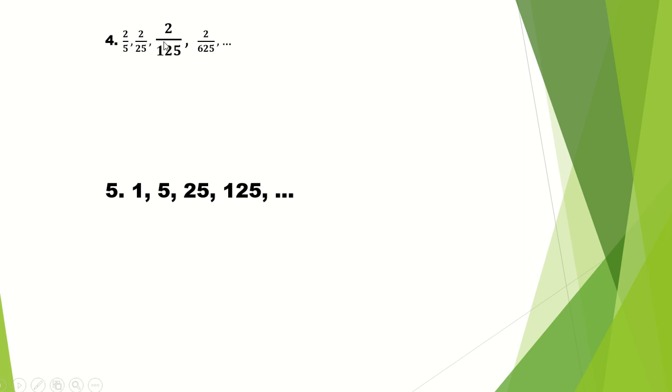This is somewhat similar to the previous example. Notice that in this sequence, all the numerators are 2. All the denominators are powers of 5. This is 5. This is 5 times 5. This is 5 times 5 times 5. This is 5 times 5 times 5 times 5. Therefore, you can see that it will be expressed in exponential form.